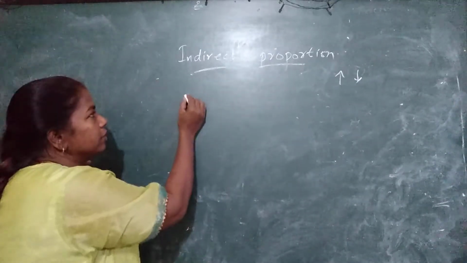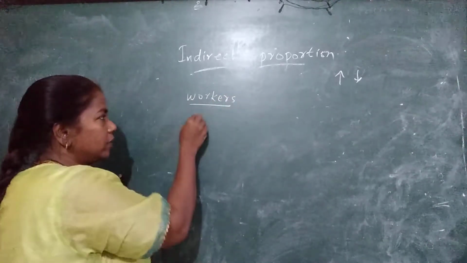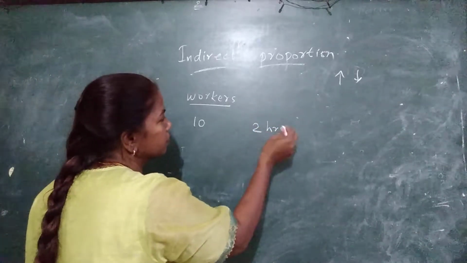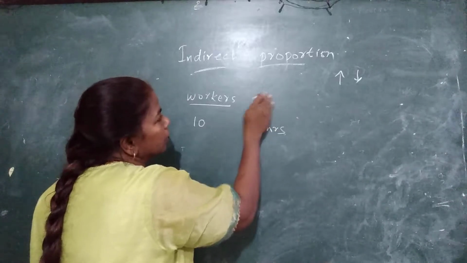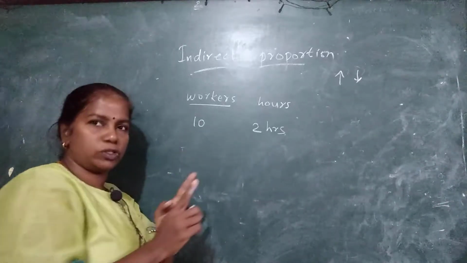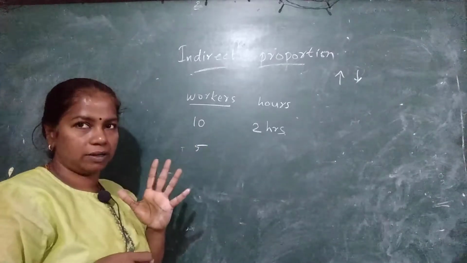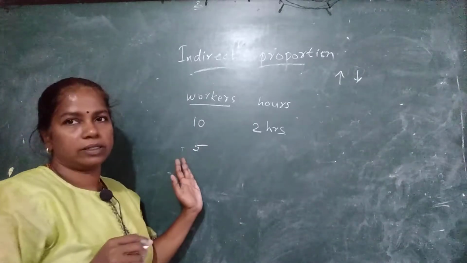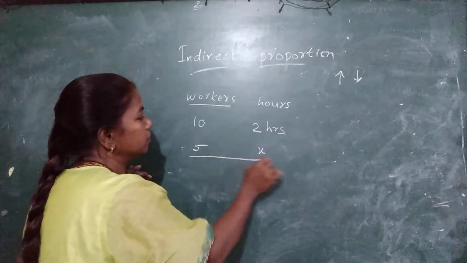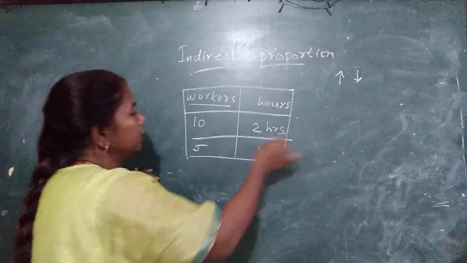Example. If there are 10 workers, they are taking 2 hours to paint a house. If I take 5 workers to do the same task, painting the same house, how much time will they take?